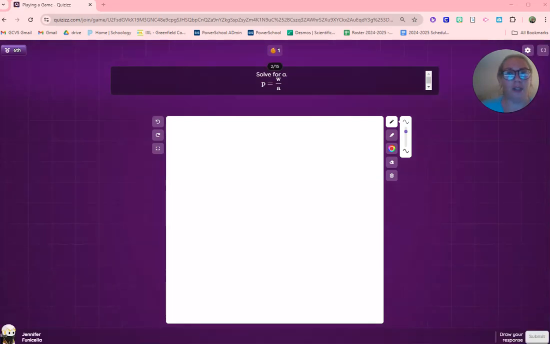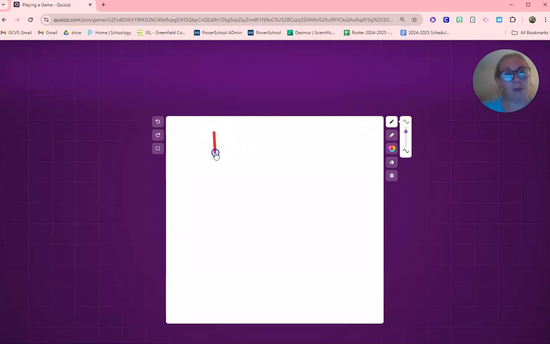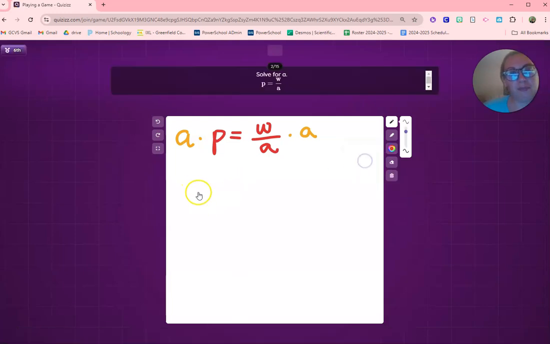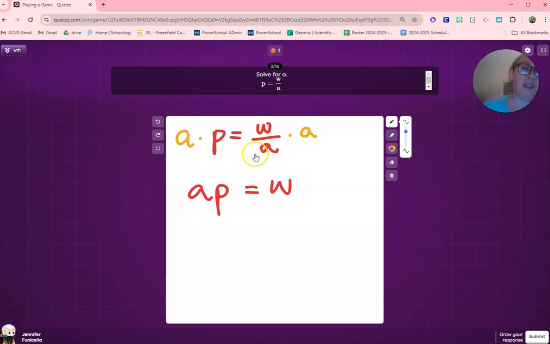So this next one is solving for A. So notice it's the same formula, but we're solving for a different variable now. So we have P equals W divided by A. Now we want to get A by itself, but because A is in the denominator, first thing we need to do is get A out of the denominator by multiplying both sides by A. So we have A times P is equal to W because our A's have canceled out here.